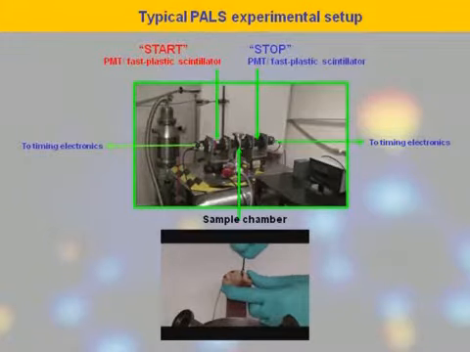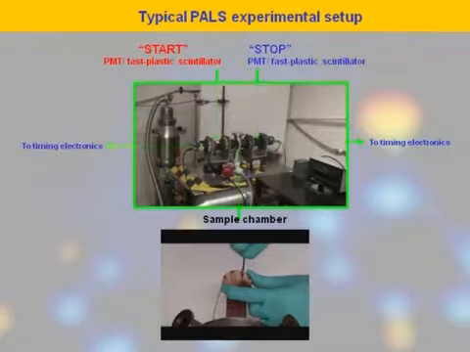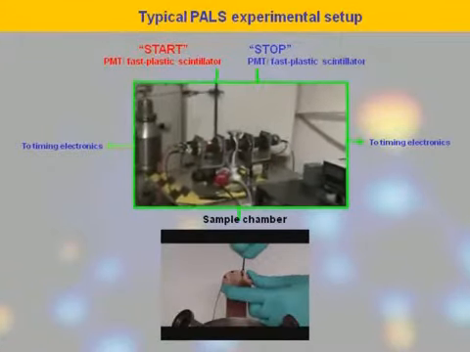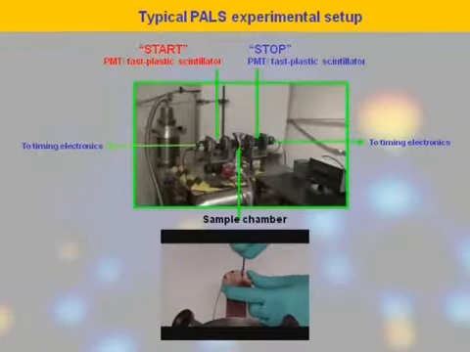The size of the free volume hole may be calculated by using the semi-empirical Tau-Eldrup equation. Positron annihilation lifetime spectroscopy measurements are made using a conventional fast coincidence system. This consists of fast-timing electronics connected to two identical photon detector units. One detects the photon associated with the creation of the positron, and the other detects one of the gamma photons emitted during its annihilation.